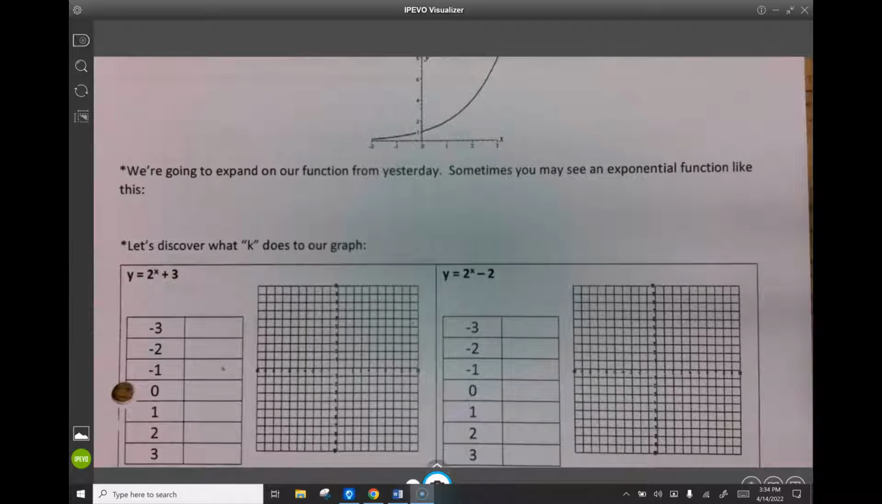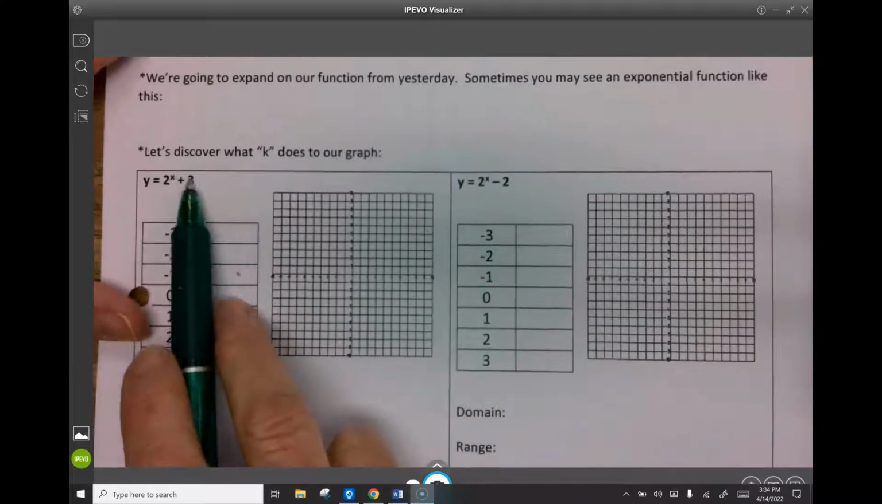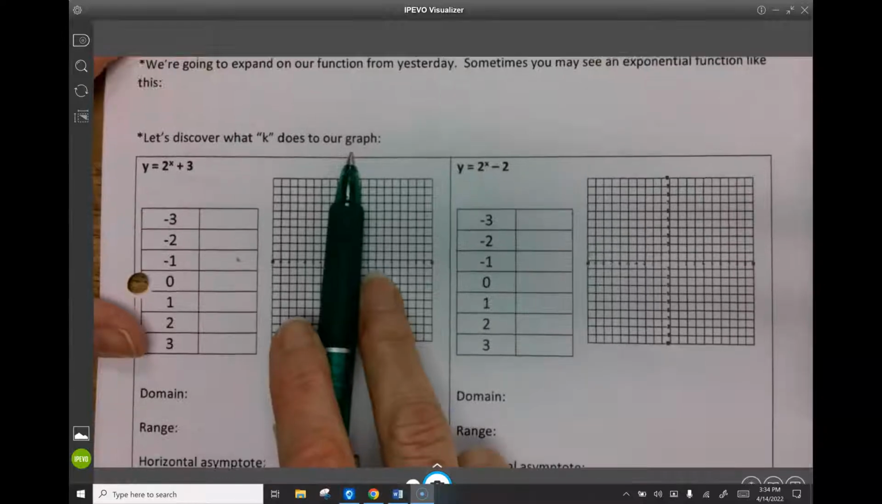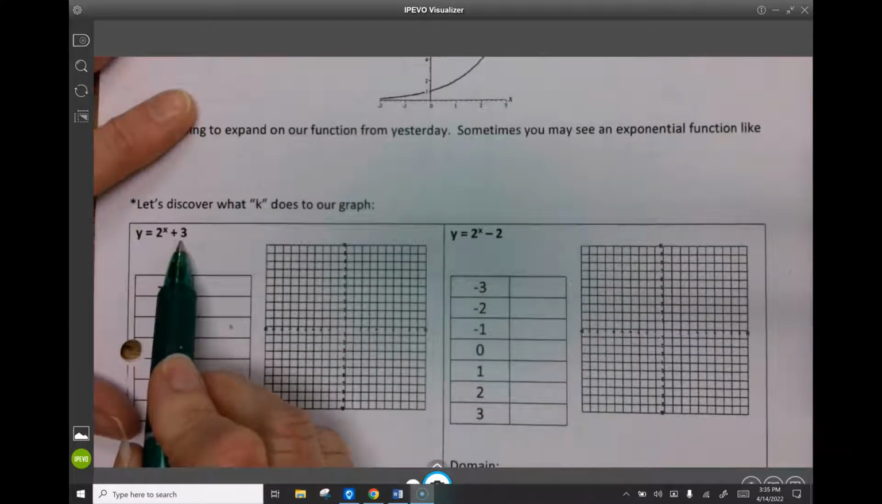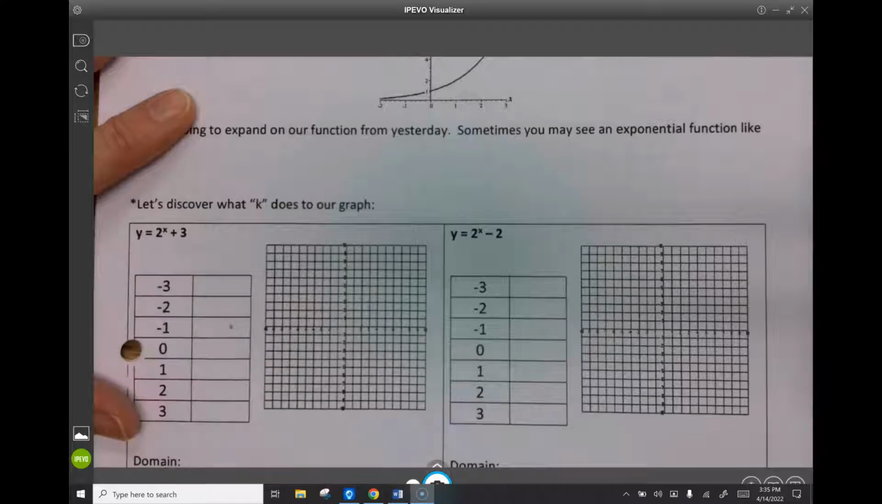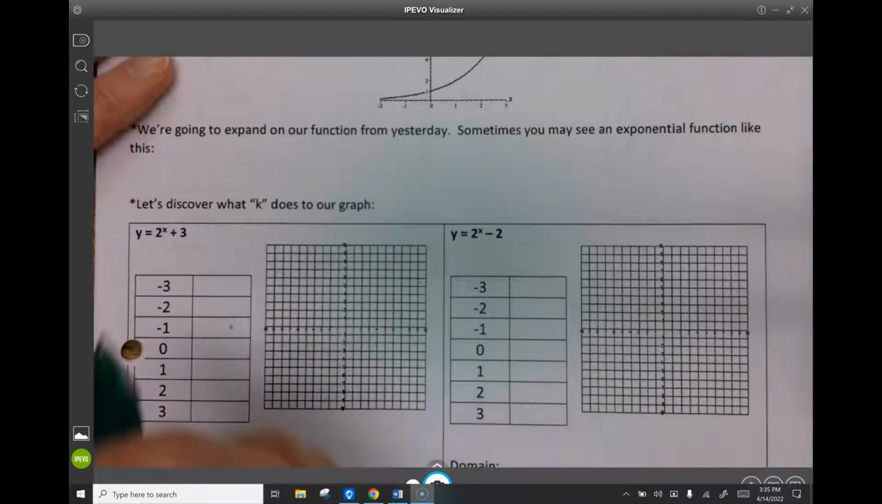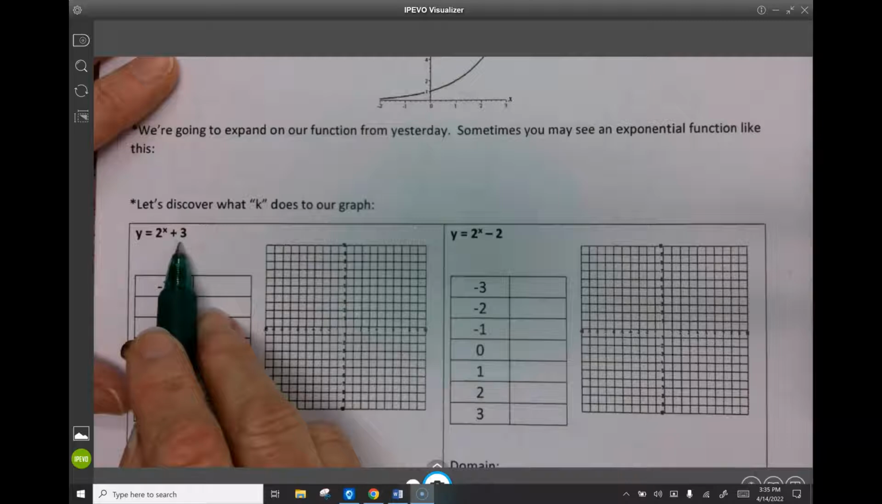Now, because we just did quadratic, some of this is going to make total sense as far as what is happening. So, for instance here, let's discover what k does to our graph. Well, look at this. What do you think k does to our graph? Yeah, we know that it's going to move it up 3, right? Because that's our shift. And I told you those translations are for any function whatsoever. So this shifts it up 3.